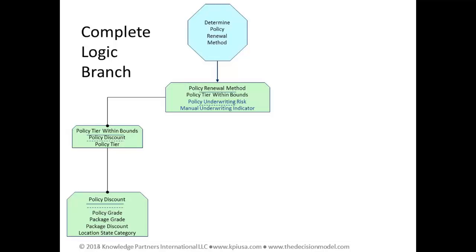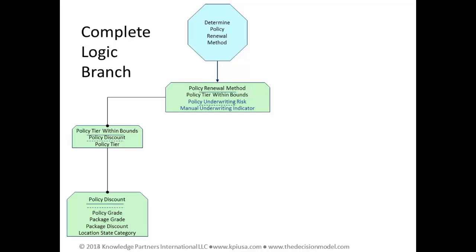At this point, we'll walk the audience through the activity of adding the other logic branch. Here on the left we have the policy tier within bounds, but now we want to add the policy underwriting risk branch. Let's take a look at how you're going to walk your audience through this. We can either look at our business rule spreadsheet for all of the business rules that deal with policy underwriting risk, or work directly with underwriters. And let's just see if we can fill this in.